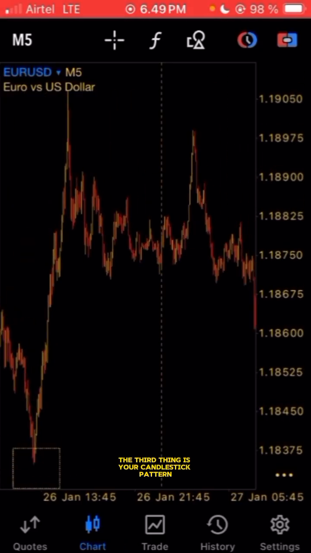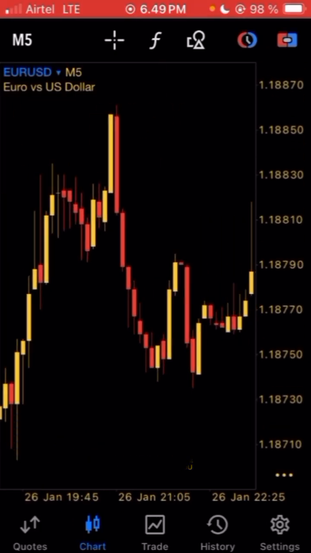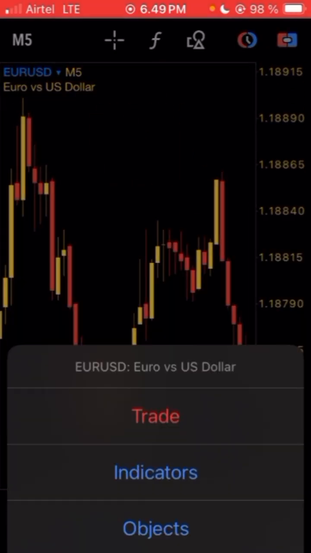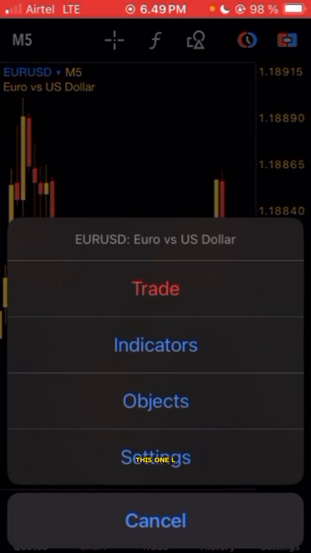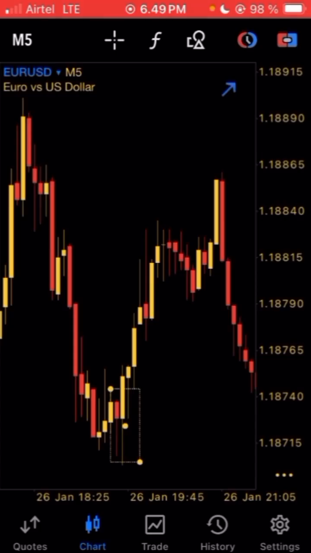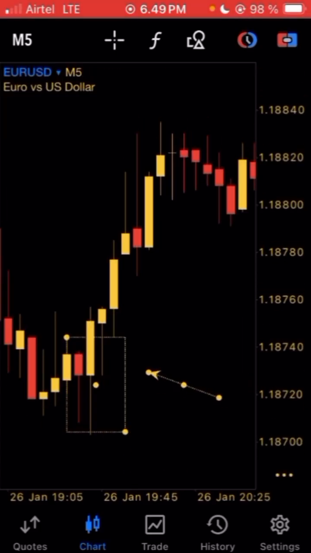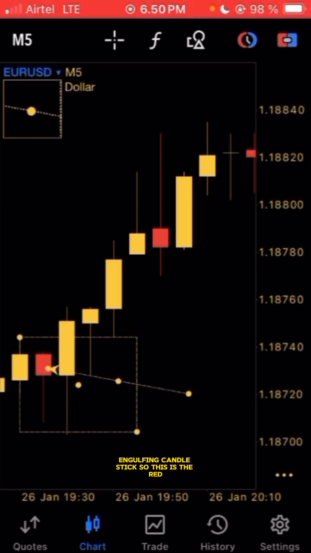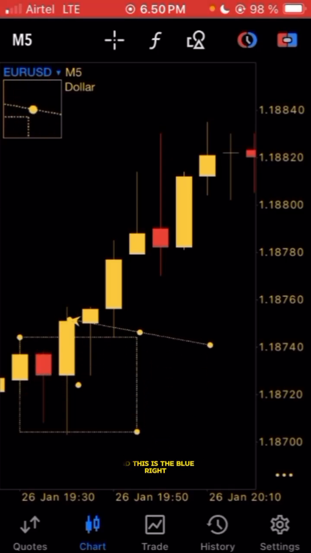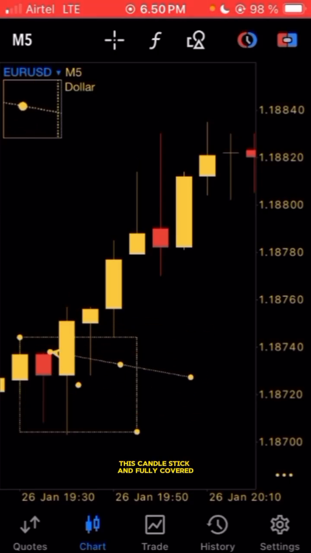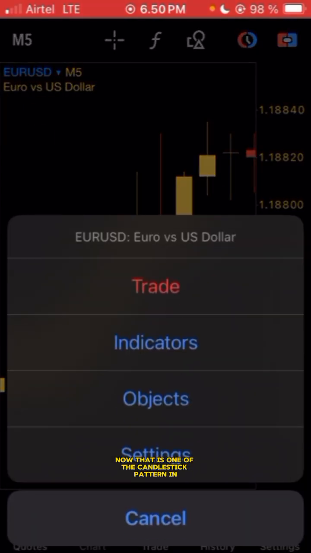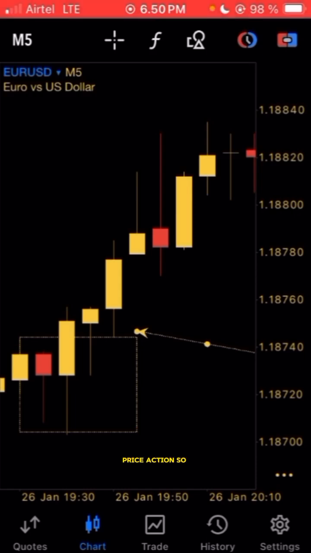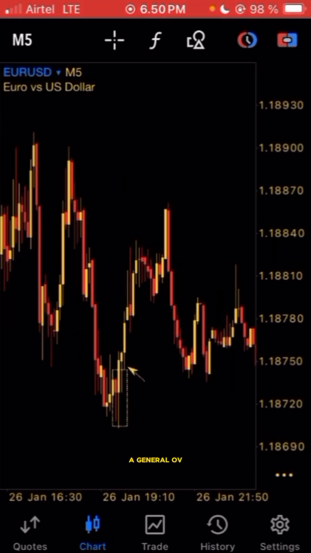The third thing is your candlestick pattern. So you will see candlestick patterns like your wick rejection, right? This one right here is your engulfing candlestick. Let me zoom in, sorry, hold on. So this is your engulfing candlestick. This is the red and this is the blue, right? This candlestick fully covered this red candlestick. So this is your engulfing candlestick pattern here. Now, that is one of the candlestick patterns in price action. So I'm just giving you guys a general overview from price action.